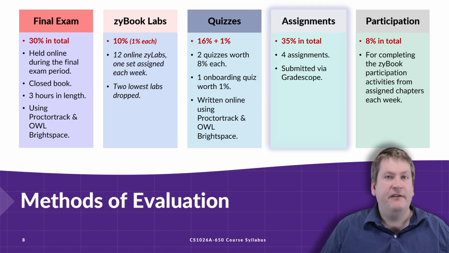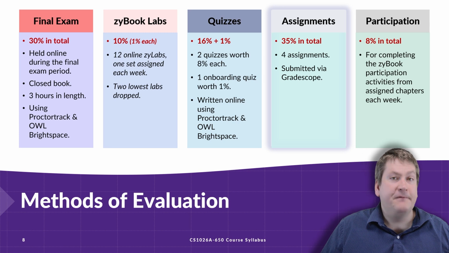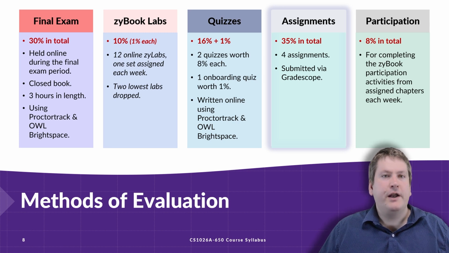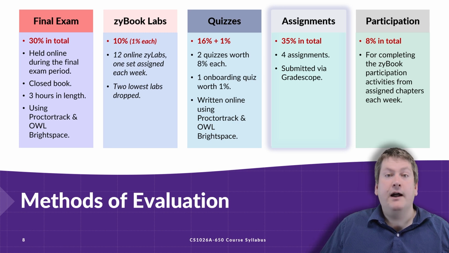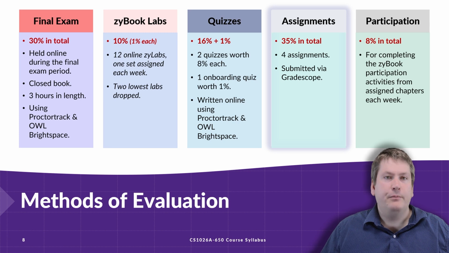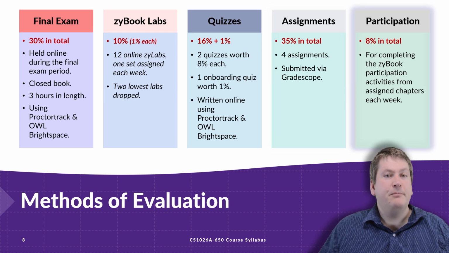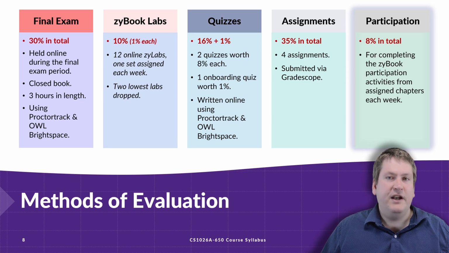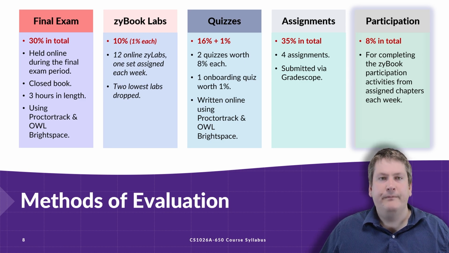Assignments are worth 35% of your grade in total, and each has a different worth individually. Assignments will involve creating Python programs and passing automated tests on Gradescope. The last 8% of your final grade will be determined by your participation, in terms of completing the participation activities in the zyBook. Each assigned chapter will have embedded participation activities, and completing these will contribute to your participation grade.